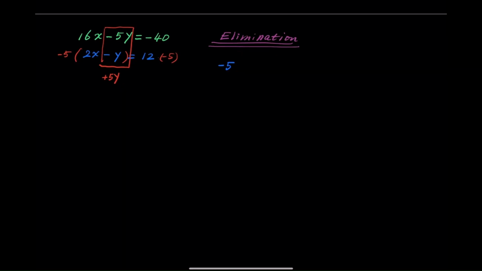So we have negative 5 multiplied by 2x minus y equals 12 multiplied by negative 5. So we distribute negative 5 to each term in this bracket. And negative 5 multiplied by 2x is negative 10x. And negative 5 multiplied by negative y is positive 5y. And it equals 12 multiplied by negative 5, which is negative 60. Okay, so this is our new second equation.